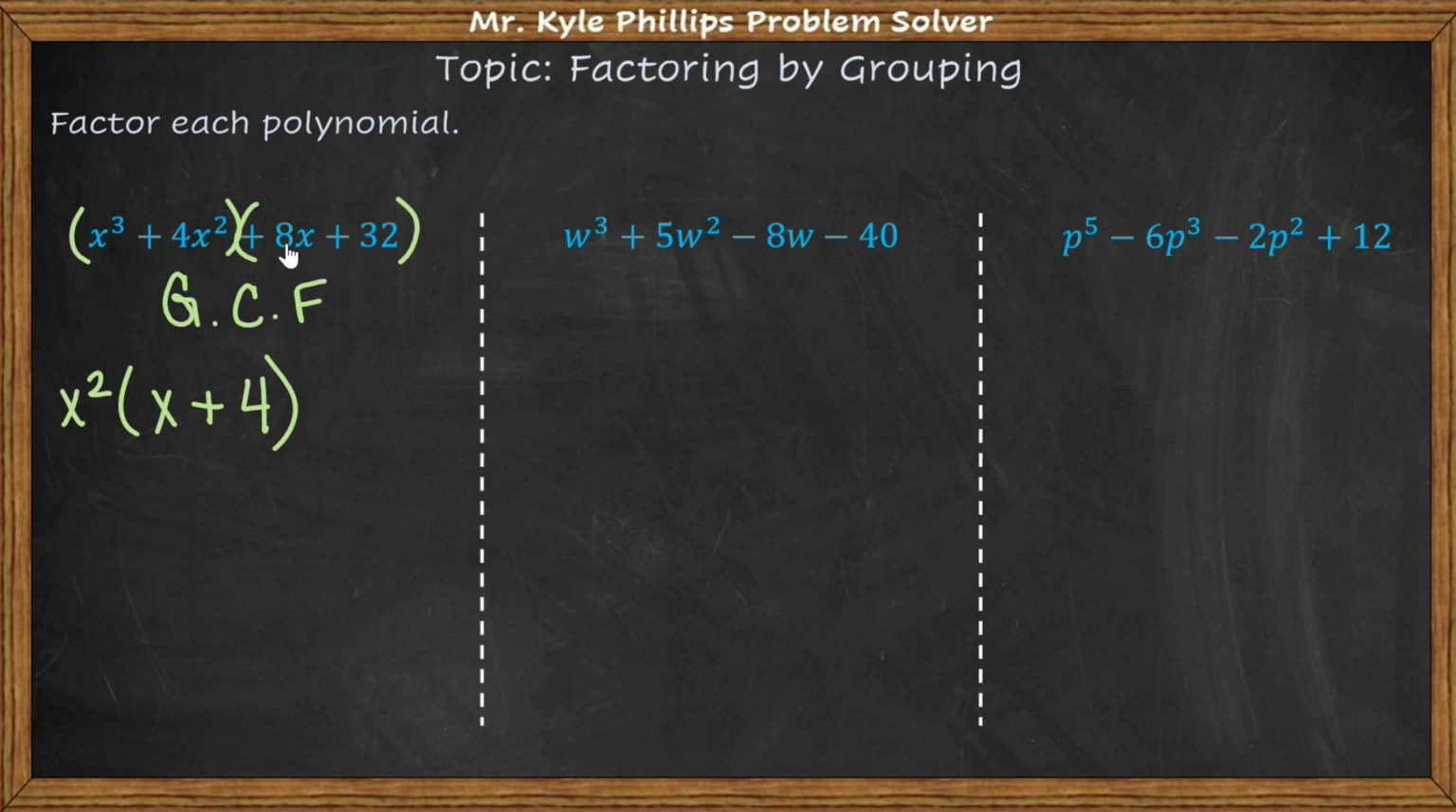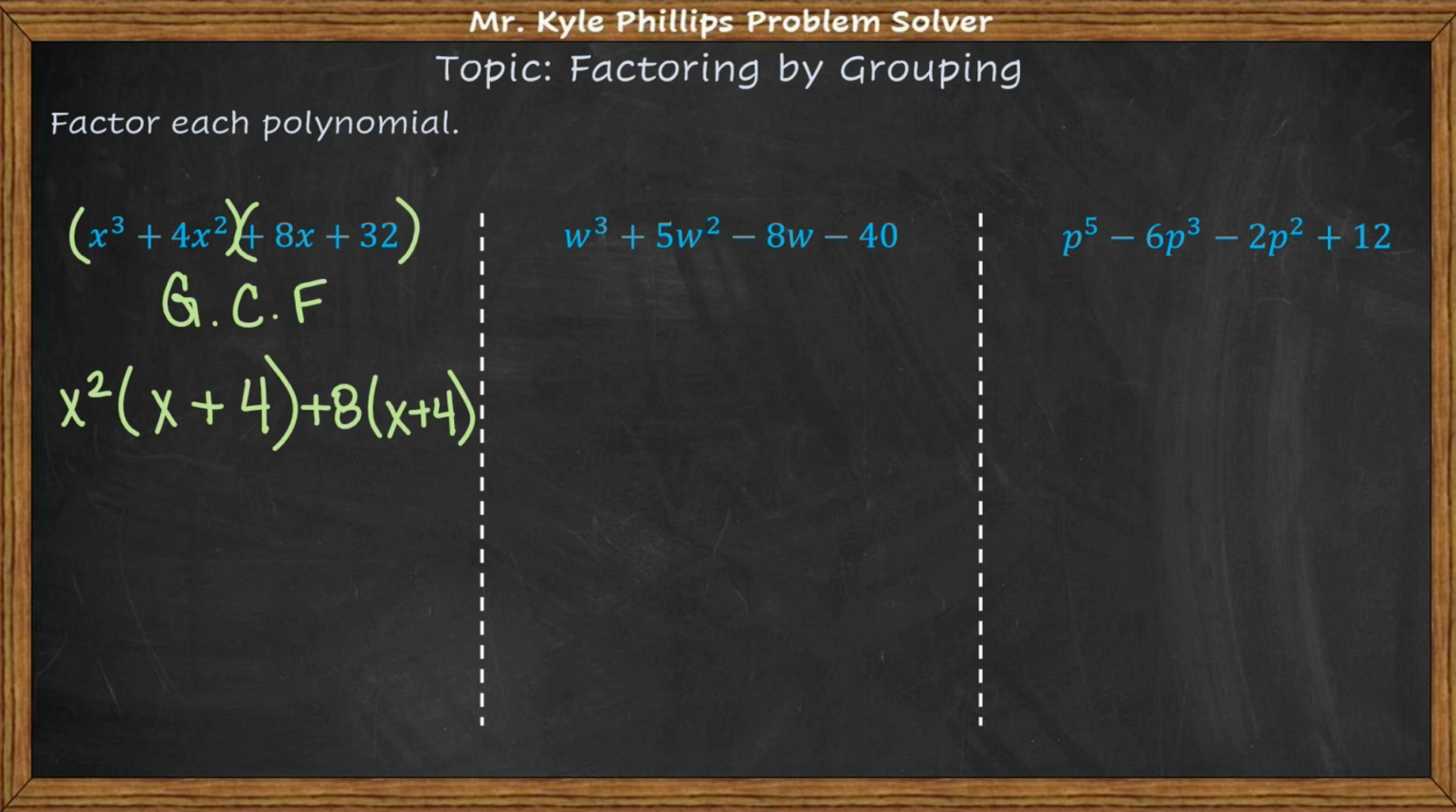Lastly, right here, I have 8x plus 32. I can't factor out an x because this term of 32 does not have one. So I look for the largest number that can go into 8 and 32, and that is going to be 8. I am left with 8 divided by 8, which gives me just the x. 32 divided by 8 is going to give me 4. Now, what you should notice is that this binomial should be identical to this binomial.